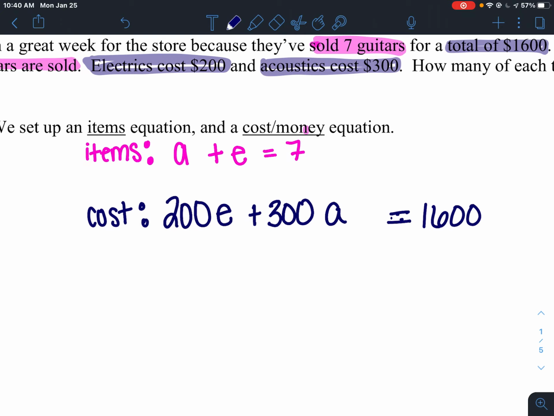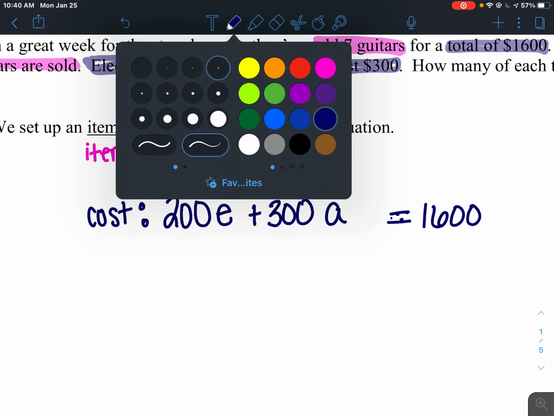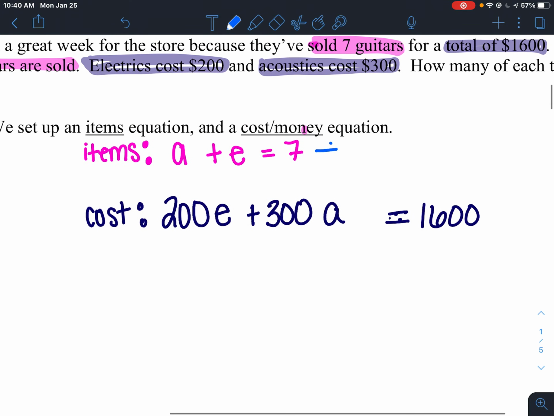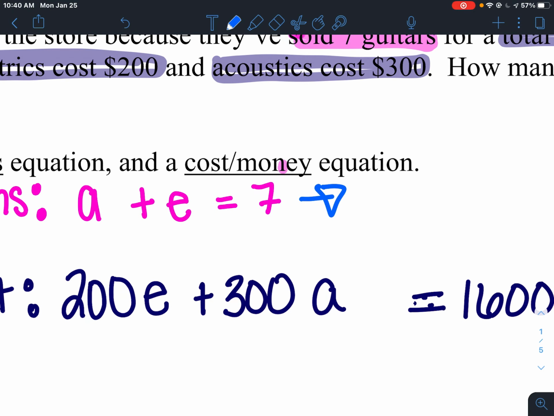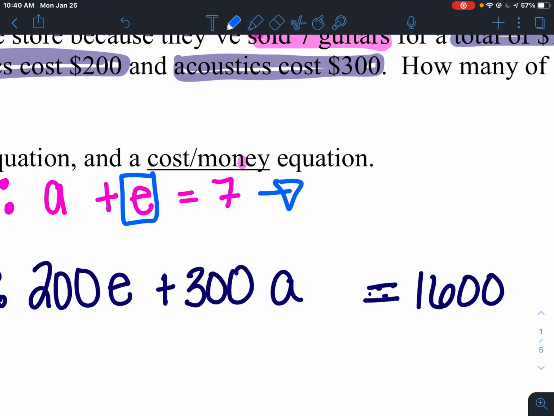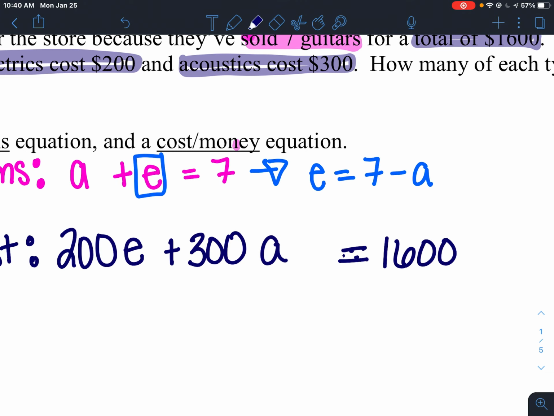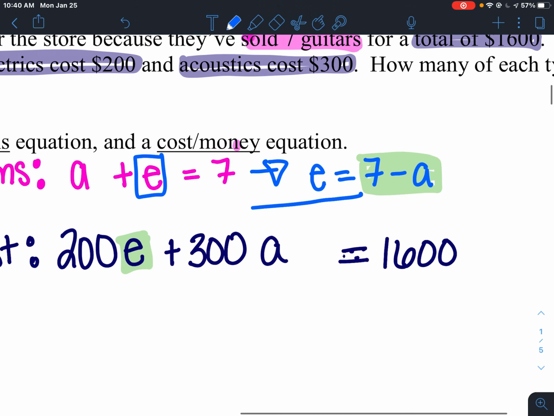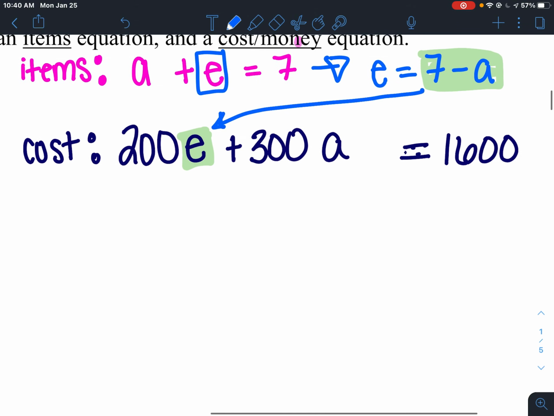So let's actually solve this first equation for a particular variable so that I can use the substitution method. So if I solved for, let's say, E, that means I'm going to subtract A from both sides. So E equals 7 minus A. Now I think it would be pretty easy for us to plug in 7 minus A for E. So we'll plug it in and we'll solve.